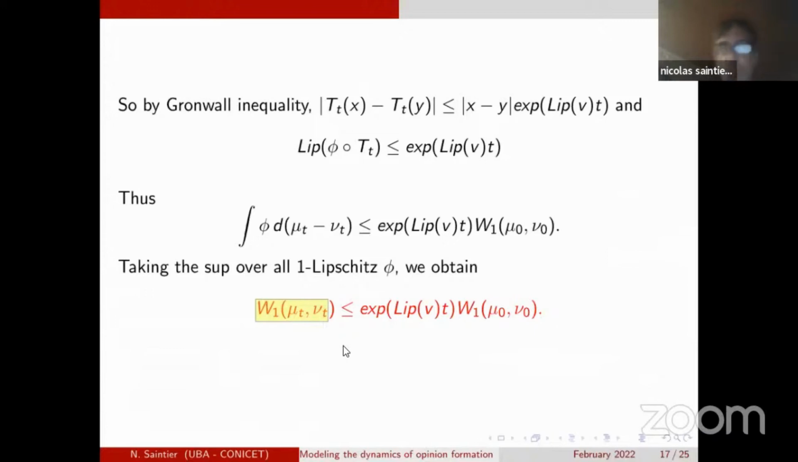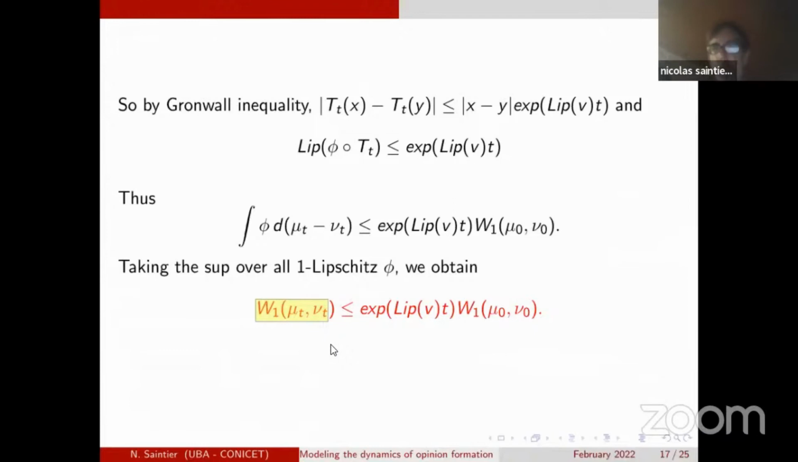We should just check, to be able to use this W1 of mu t and nu t, either that mu t and nu t belong to P1, that is, have finite first order moments, which is true, you can check that. Or if you don't want to bother, we could just assume that the initial conditions mu naught and nu naught have compact support, and then mu t and nu t have compact support too, and we are done. So it just depends, but this is all technicality.